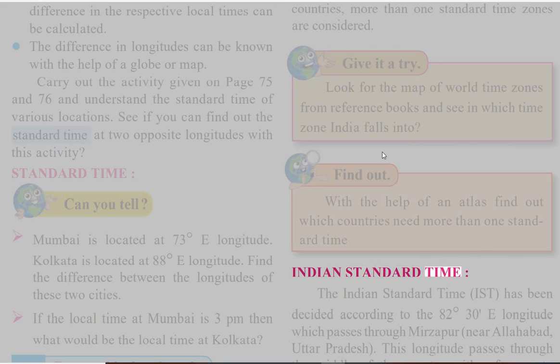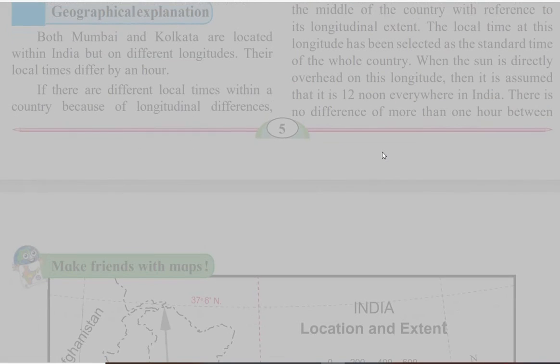Indian Standard Time. The Indian Standard Time, IST, has been decided according to the 82 degrees 30 minutes east longitude, which passes through Mirzapur, near Allahabad, Uttar Pradesh. This longitude passes through the middle of the country with reference to its longitudinal extent. The local time at this longitude has been selected as the standard time of the whole country. When the sun is directly overhead on this longitude, then it is assumed that it is 12 noon everywhere in India. There is no difference of more than 1 hour between.